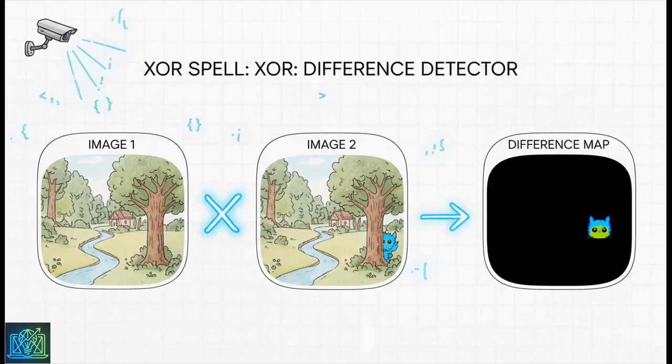Now let's try a different spell, XOR. The XOR spell is basically a difference detector. If two pixels in the exact same spot are identical, the result is black. Nothing to see here. But if they're different in any way, even slightly, the result is a bright, visible color. This is actually the magic behind motion detection in security cameras. They're just XORing one video frame with the next one to see what's changed.